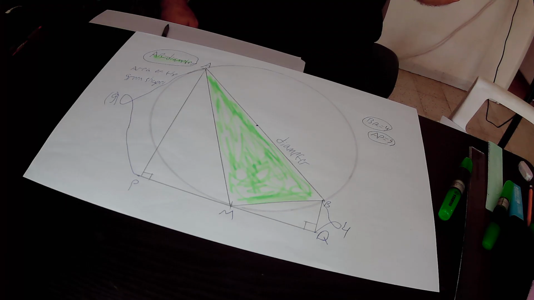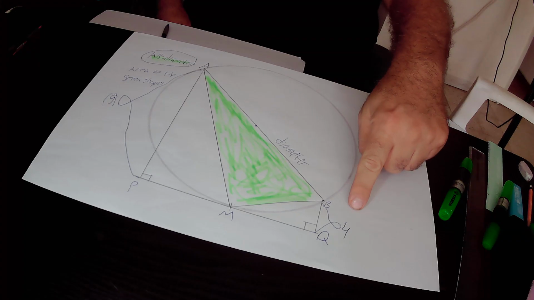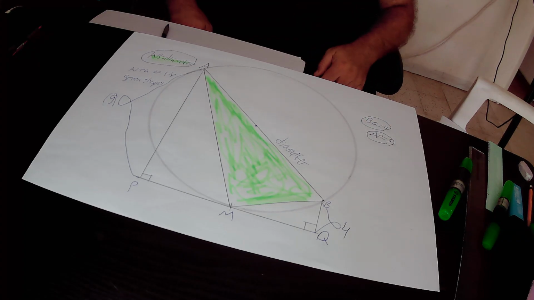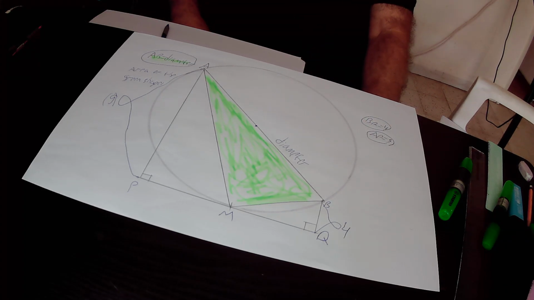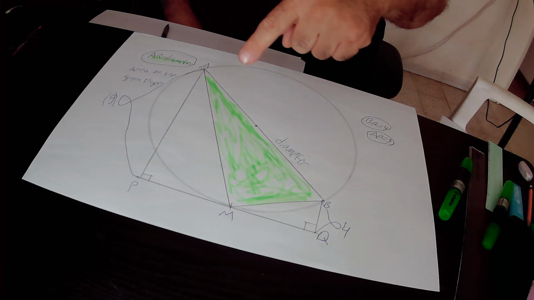In addition, we know that AP equals 9, BQ equals 4. Again, our task is to find out the area of this green shape, that is actually the green triangle AMB.